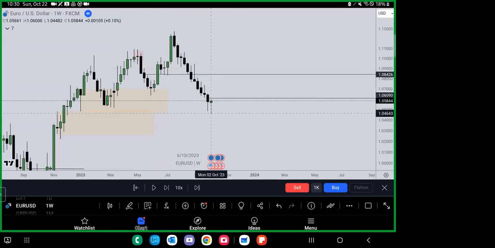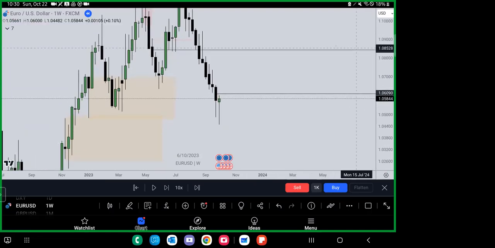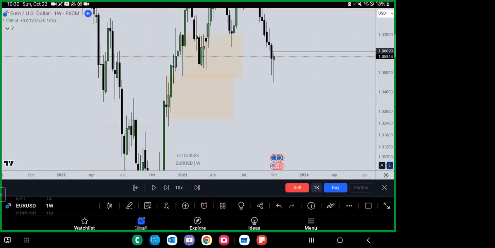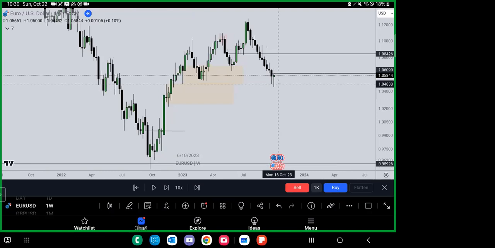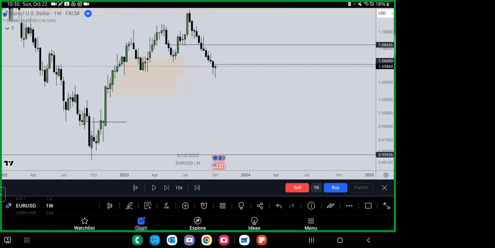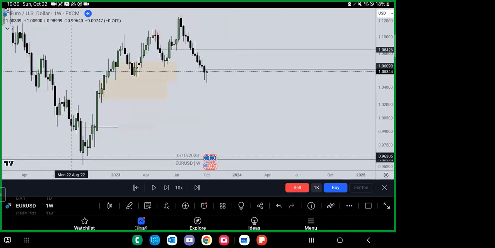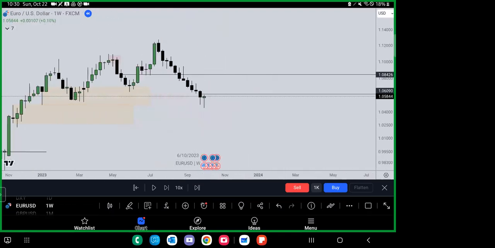So I'm expecting that premium arrays should support price. And I'm expecting that we should see up close candles support price, taking us all the way back down to the original consolidation here.